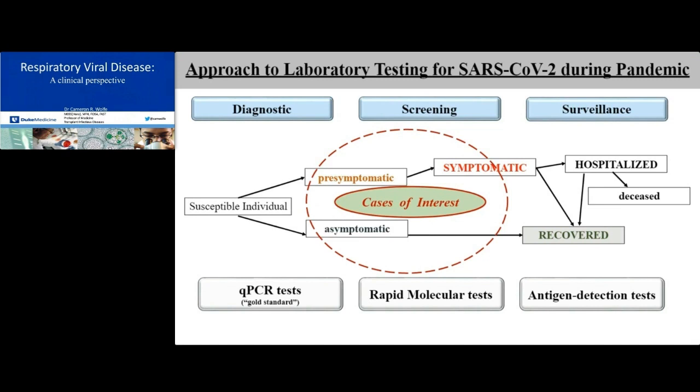That said, the three categories of testing available to laboratories include PCR tests, rapid molecular tests, as well as rapid antigen detection tests. The next question that arises then is how to best utilize these different test methods for the purpose of diagnostic testing, screening, and surveillance.